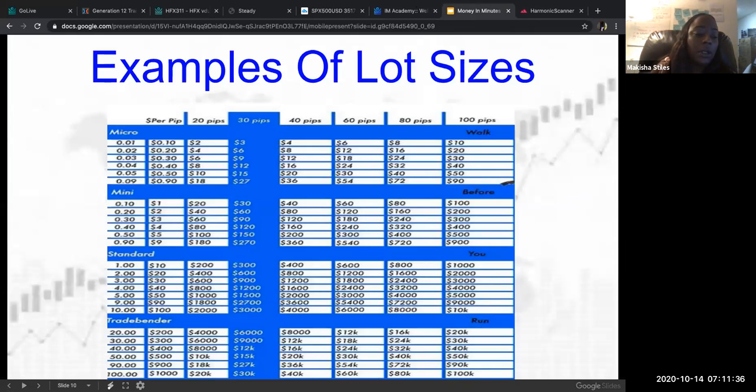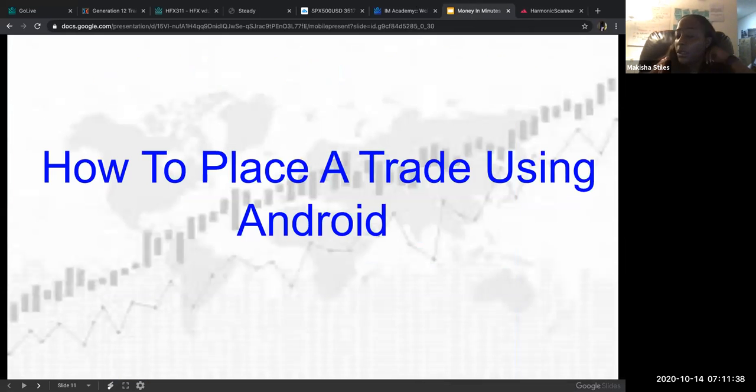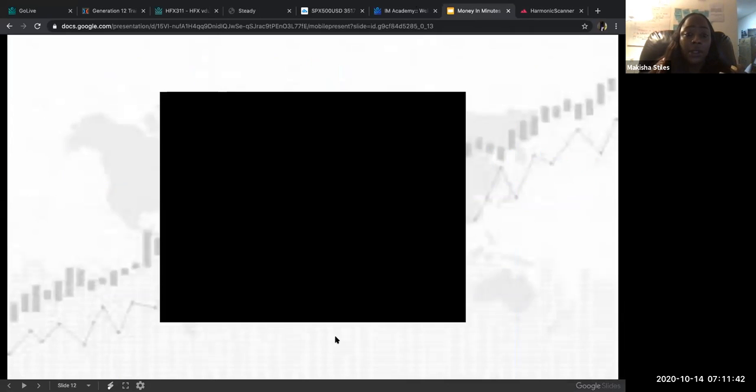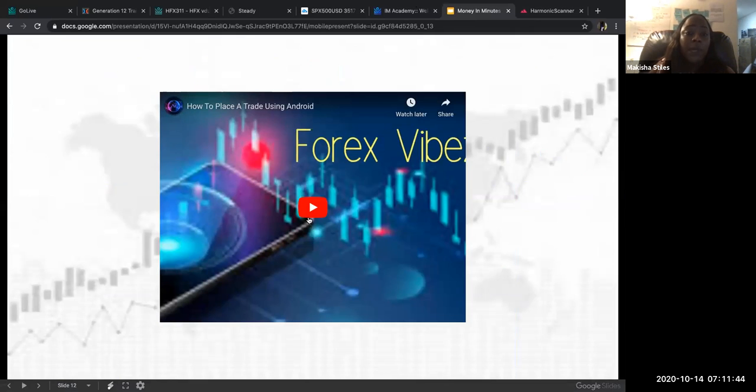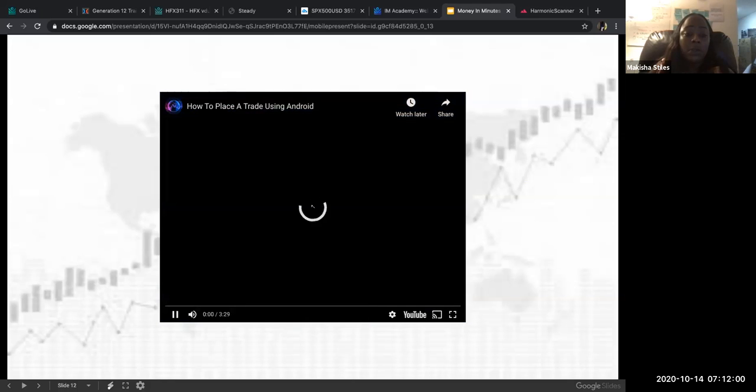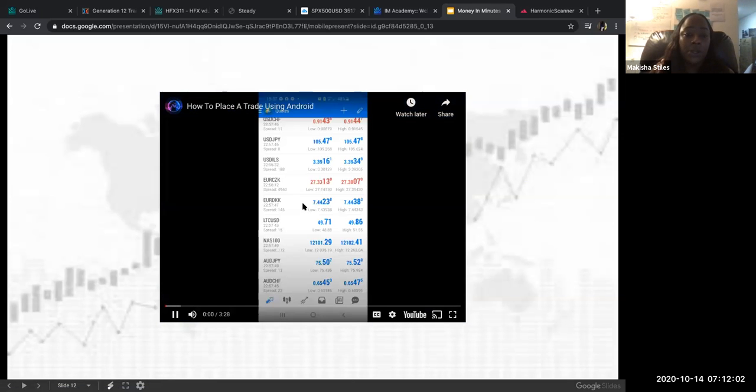Okay, we're going to go to the next slide. Now we're going to go into how to place a trade using an Android. Here's a video showing you how to place it on an Android, because I have an iPhone, so I can't walk you through the steps on an Android, because they're set up totally different. I can show you on my phone how to do it through an iPhone, but with Android, we have a short video to show you how to place a trade.